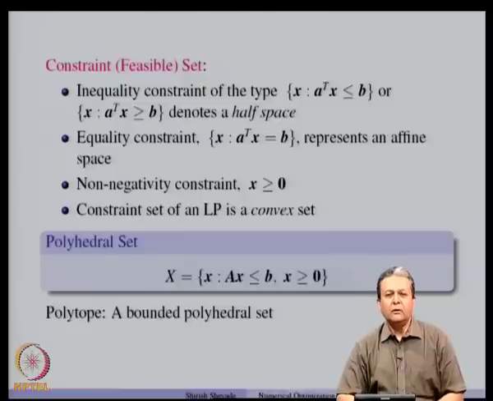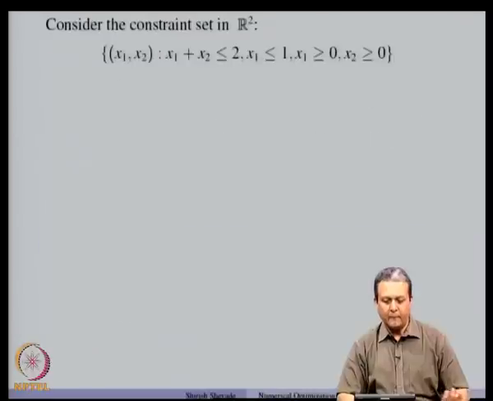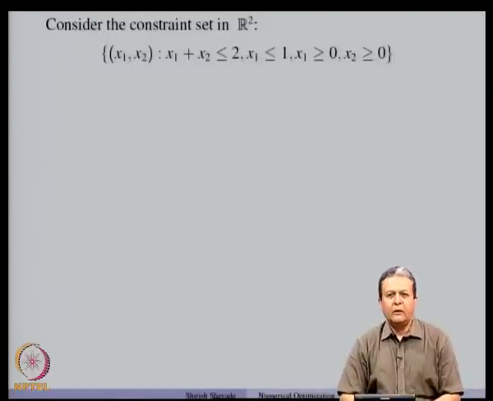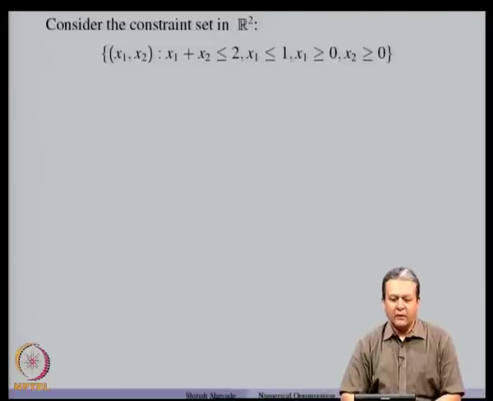Now, if we have a bounded polyhedral set, then that is also called a polytope. So, we are going to denote a bounded polyhedral set by polytope. Now, let us look at the constraint set by taking some examples.